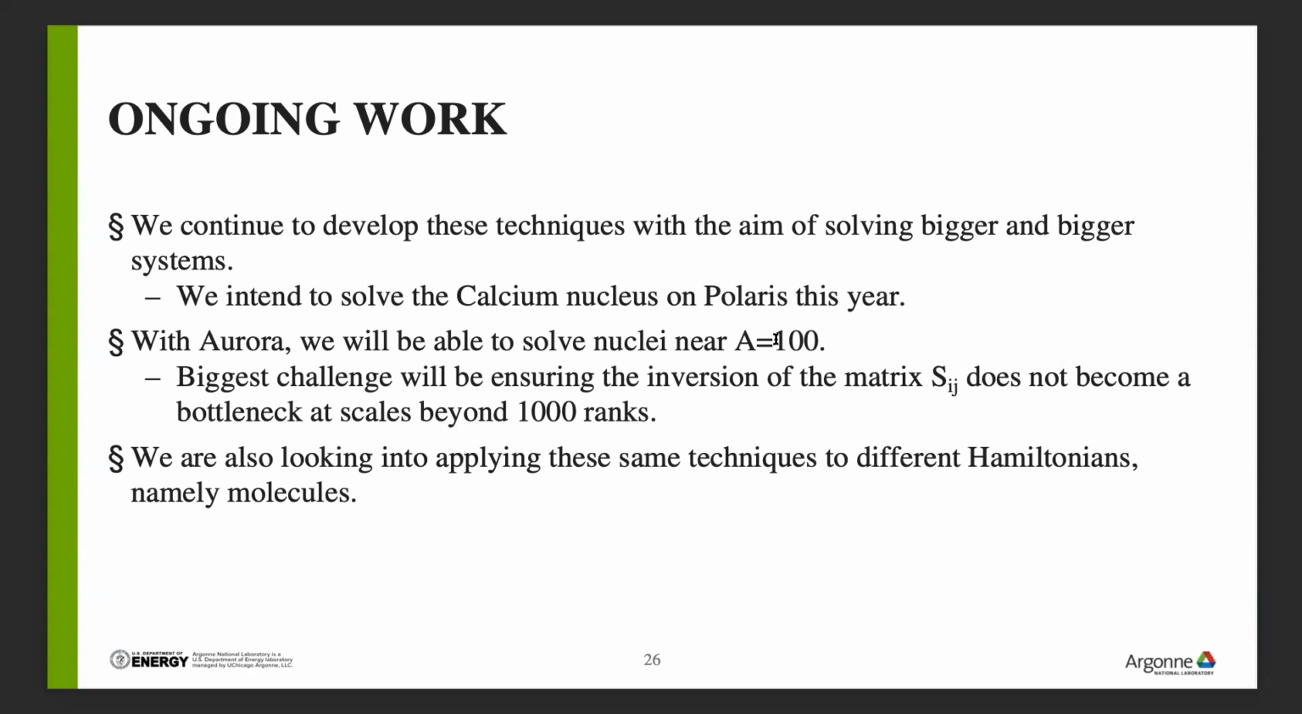With Aurora, we're looking at being able to solve up to hundreds of particles in one system, down to an exact ground state as good as we can get with our Hamiltonian. The biggest challenge is ensuring that this inversion of this matrix scales beyond 1,000 ranks. So, of course, it can scale, but if it's taking 10 seconds per update, it starts to become detrimental to the convergence of the algorithm. And we're also looking into applying these techniques to different Hamiltonians. So not just nuclear physics, but you could put this in molecules and do electronic states as well.